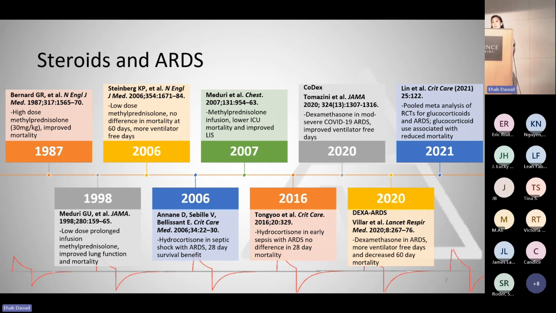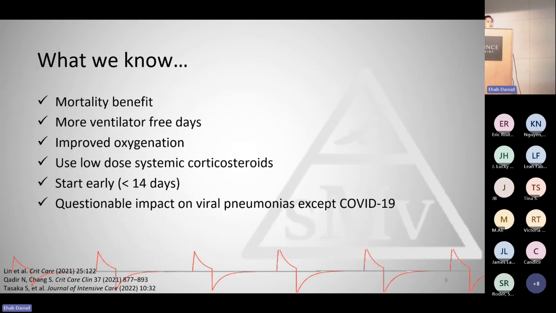So we learned a lot from these studies. This is what we know. There is some mortality benefit. There are more ventilator-free days with the use of glucocorticoids. It improves oxygenation, and you should be using low-dose corticosteroids, not that huge 30 milligram per kilogram dose. We want to start early. That LaSRS study showed us that you have to start these steroids early, before 14 days, to see any mortality benefit.